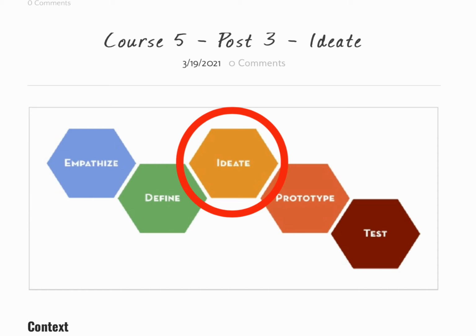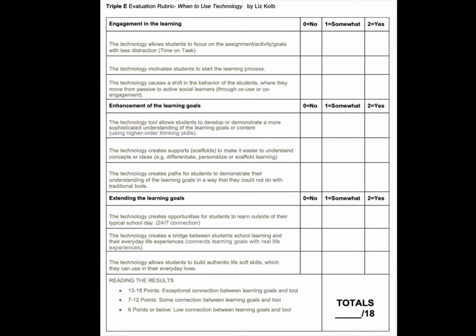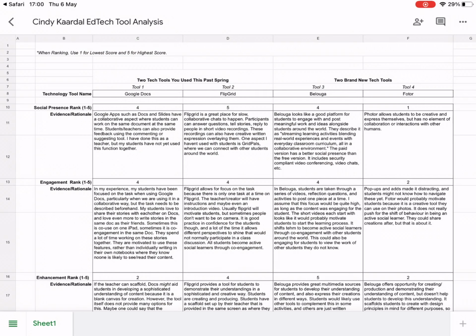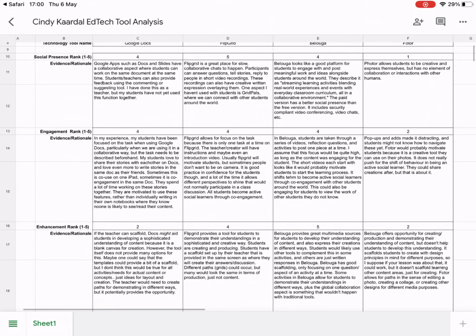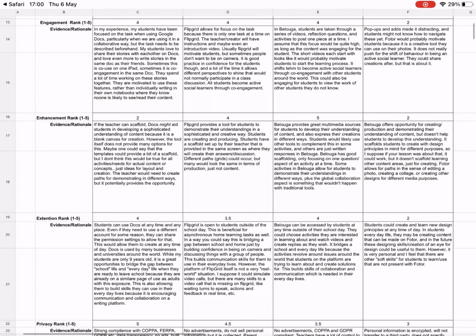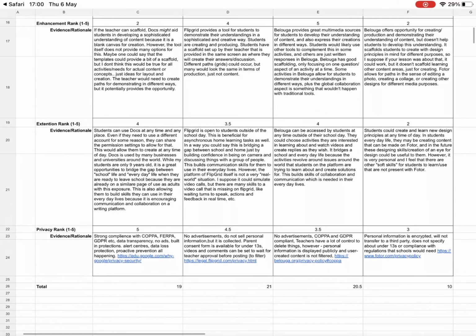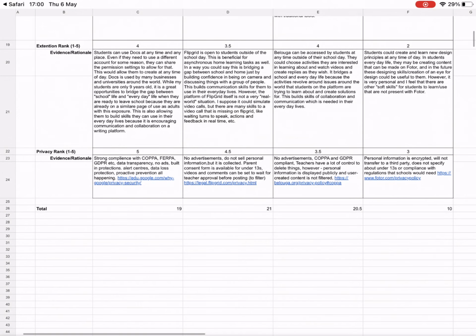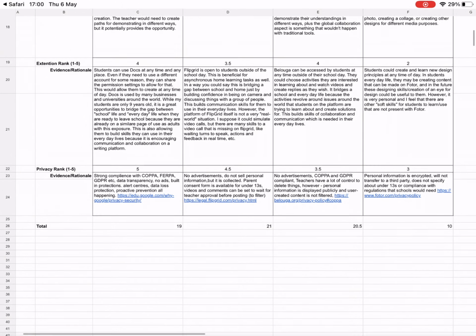Next, it was time to ideate. Time to get creative. In order to help me with this, I used the Triple E framework. This focuses on the engagement, enhancement, and extending of the learning that is happening in a lesson involving technology. The 4 tools I decided to analyze were Google Docs, Flipgrid, Belouga, and Photor. I also included a ranking for privacy and for social interaction.